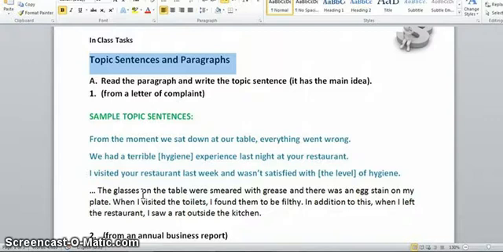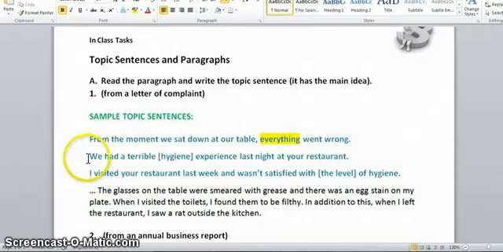So let's look at the first example. From the moment we sat down at our table, everything went wrong. Well, if we look at the word everything here, everything could be the food, the service, where here we see our main problem is things just weren't very clean. So I would say that this is a topic sentence that's a little bit too general. Let's look at the next one.